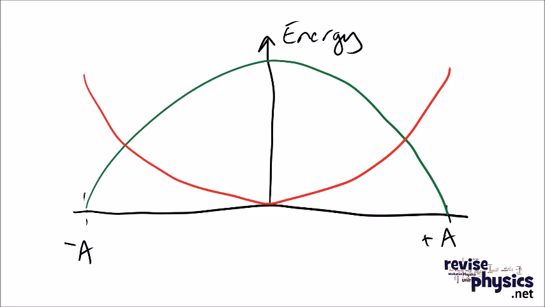So the total energy of my system is equal to either the maximum kinetic energy or the maximum potential energy. And you need to be familiar with this graph. Starting at maximum displacement, the one that starts at the top is our potential, the one that starts with no energy at maximum displacement is our kinetic.